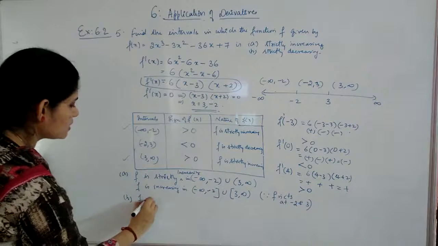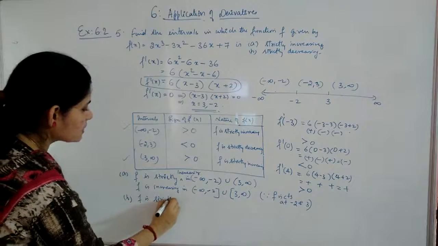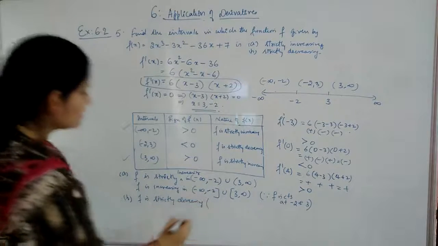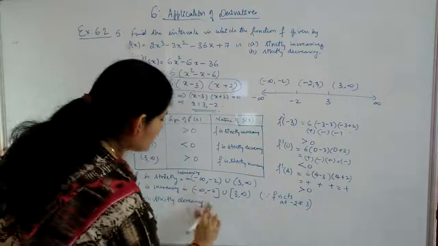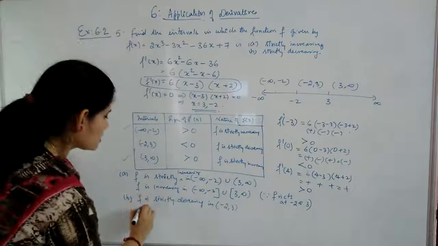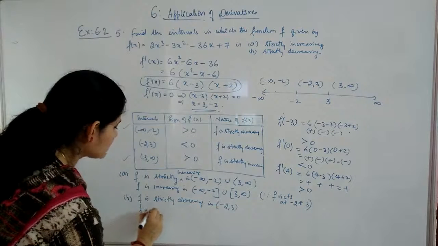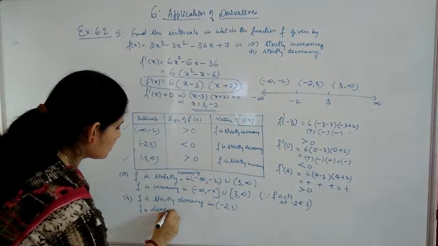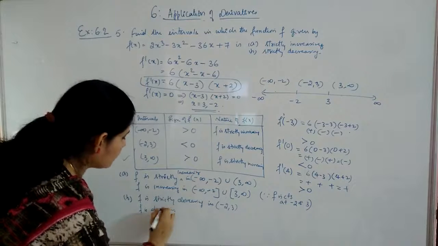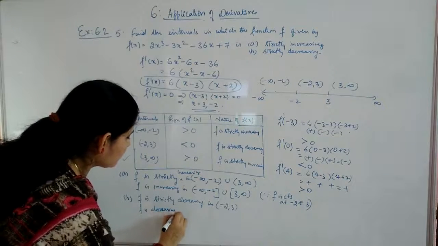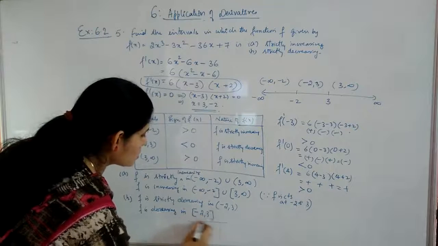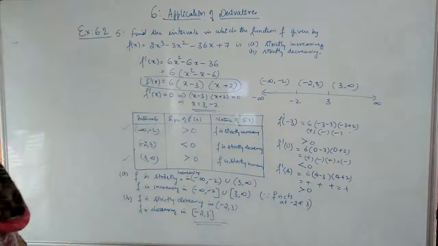Now if the function is asked to be strictly decreasing, then you have to write the open interval (-2, 3). Now if the question was only decreasing, you will write f is decreasing in the closed interval [-2, 3]. Clear?